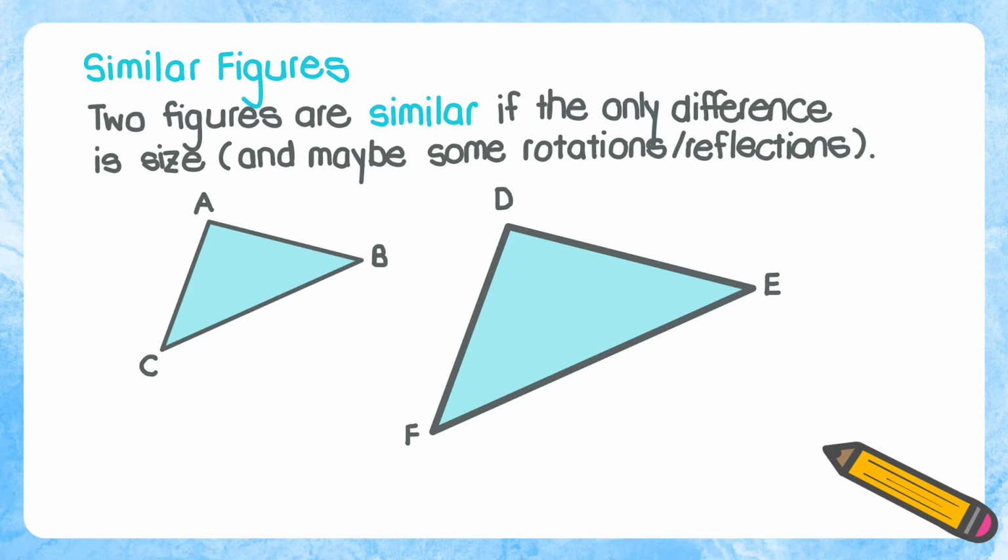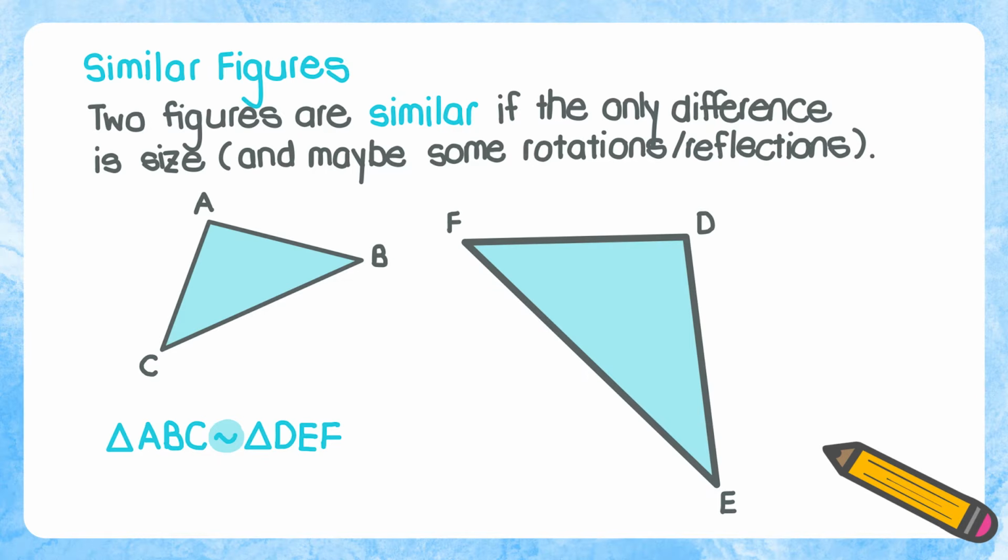Here I have triangle ABC and triangle DEF. Notice how the only difference is size. Everything else is the same. That means that these two triangles are similar to each other. So triangle ABC is similar to triangle DEF. And notice this similarity symbol right here.